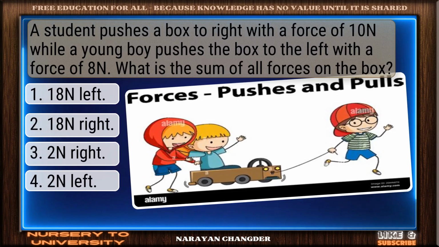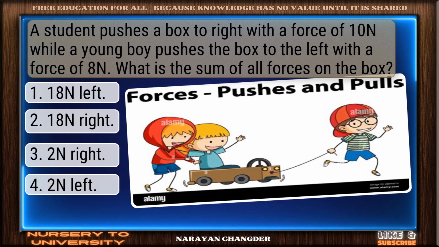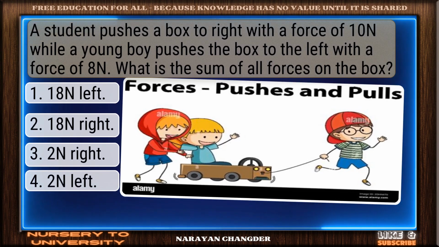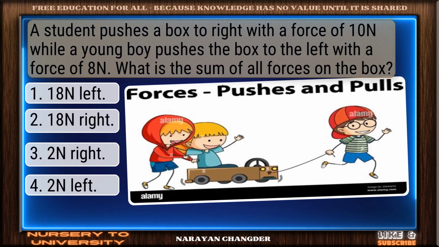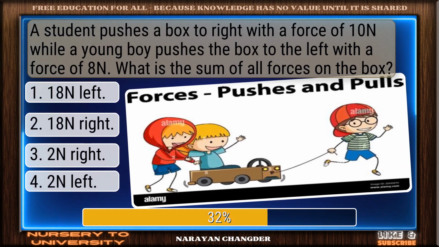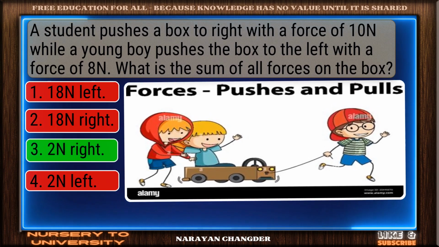Question number 37. A student pushes a box to the right with a force of 10 N, while a young boy pushes the box to the left with a force of 8 N. What is the sum of all forces on the box? Bravo, 2 N right is the answer.